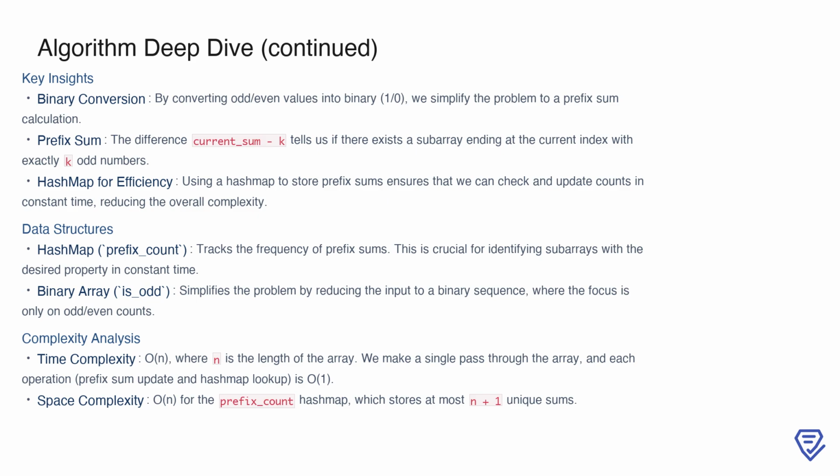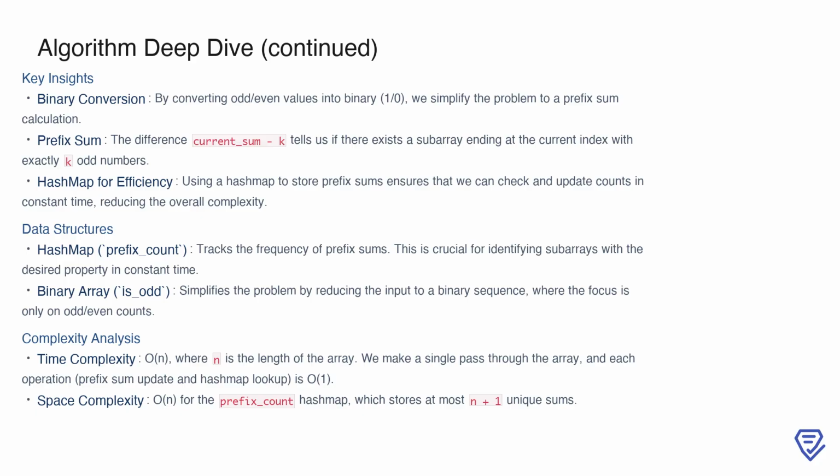From a data structure's perspective, the hash map is essential for storing prefix sums and their frequencies, while the binary array is_odd transforms the problem into one focused solely on counting. This results in a time complexity of O(n), since we only make a single pass through the array, and each hash map operation is O(1). The space complexity is also O(n), as the hash map can store at most n+1 unique prefix sums.